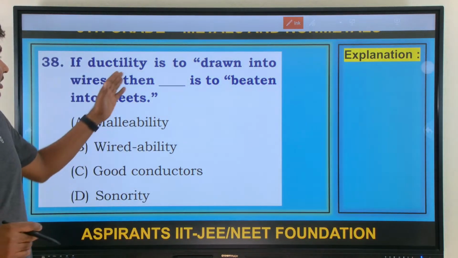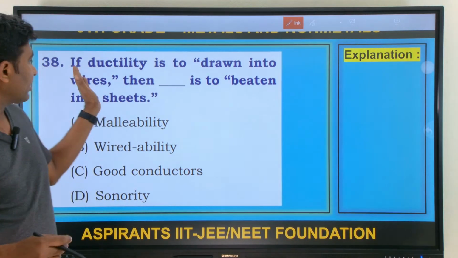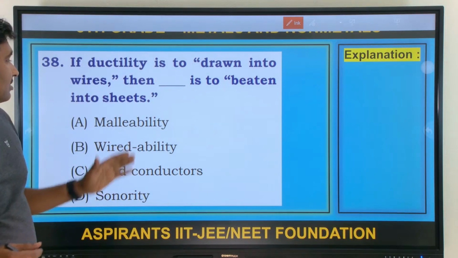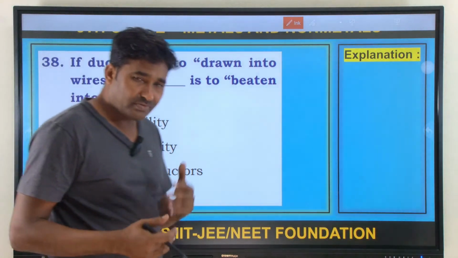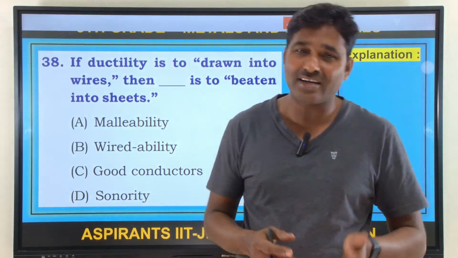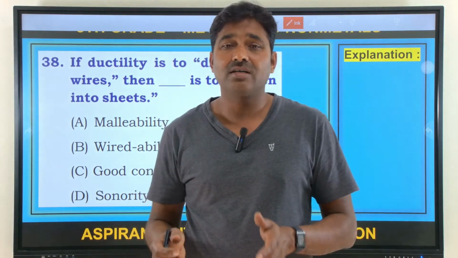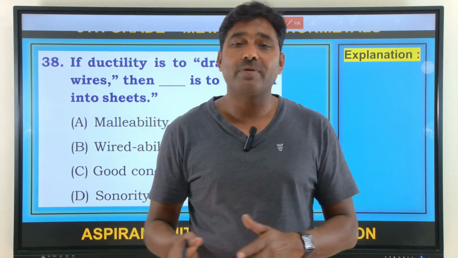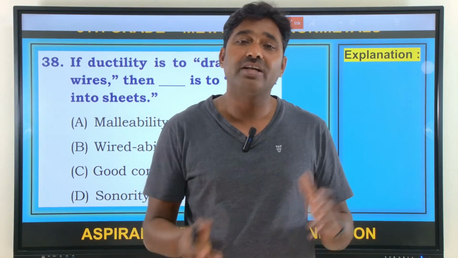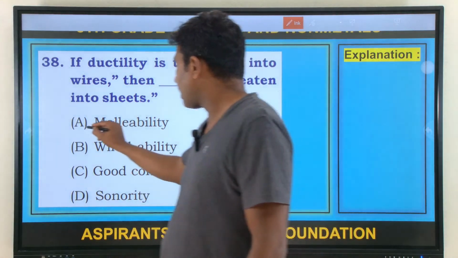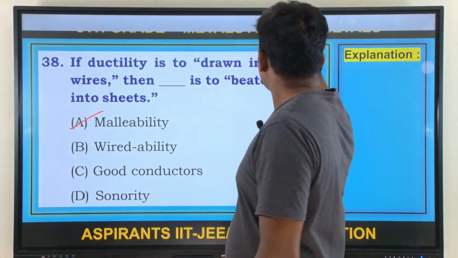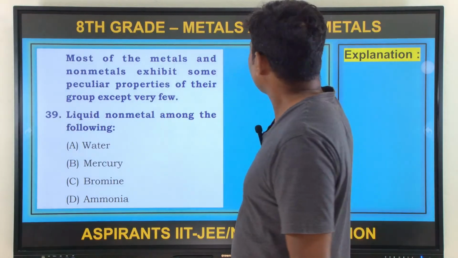If ductility is to being drawn into wires, then dash is to being beaten into sheets. We know this property. Metals show the characteristic property that they can be drawn into wires; the property is called ductility. Metals being beaten into sheets is called malleability. So our answer is option A. Next question.